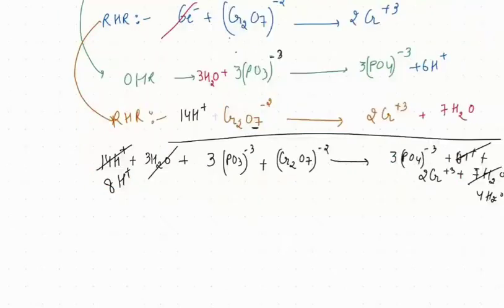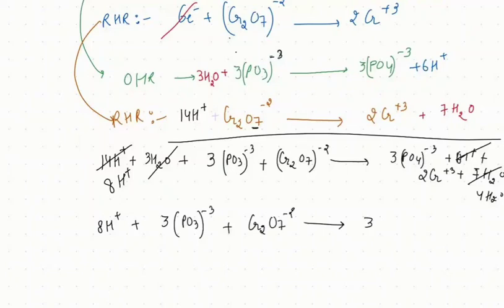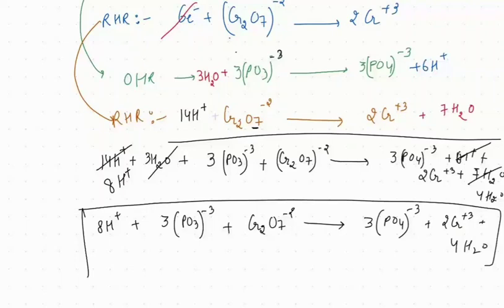Now the final equation that you have is 8H+ plus 3 PO3 3- plus Cr2O7 2- gives you 3 PO4 3- plus 2 Cr 3+ plus 4H2O. That's your final balanced equation. So that's how the equation would be given to you.